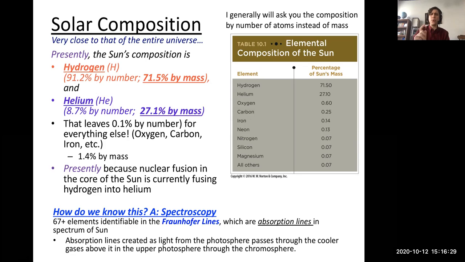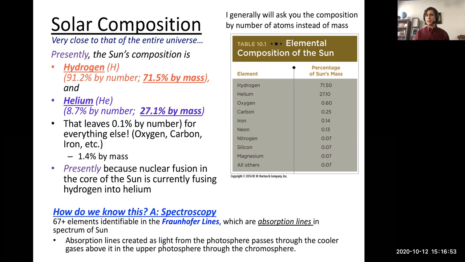That just leaves 0.1% by number for everything else, all the other atoms in the sun. So what is the sun made out of? Well, 99.9% of it is hydrogen and helium, mostly hydrogen, secondarily helium, and then by number of atoms, just 0.1% is everything else.